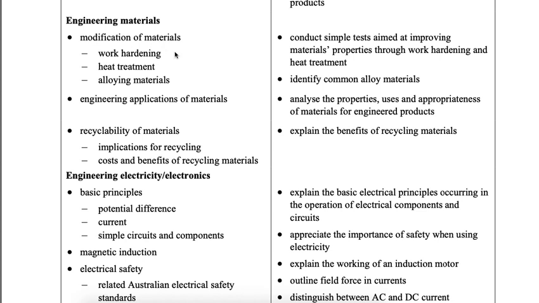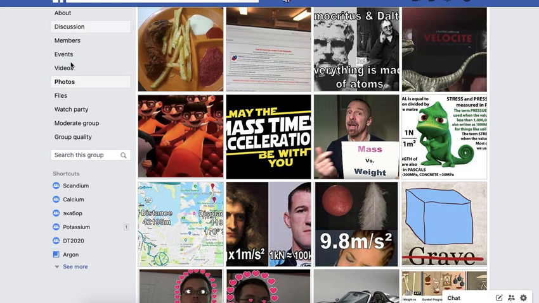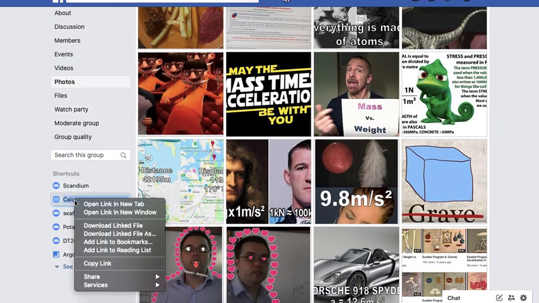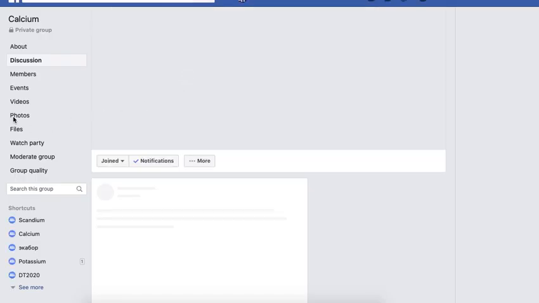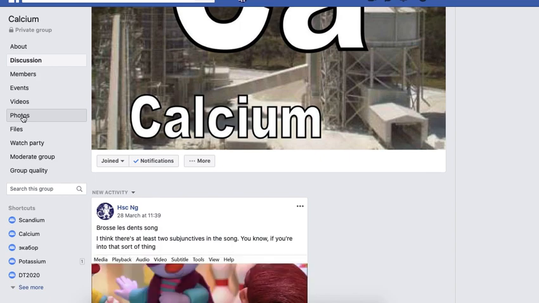the modification of materials, heat treatment. So I enjoy talking about heat treatment. So if I go to Calcium, and I can show you the Calcium notes, because they're a year ahead of you and they have better notes.